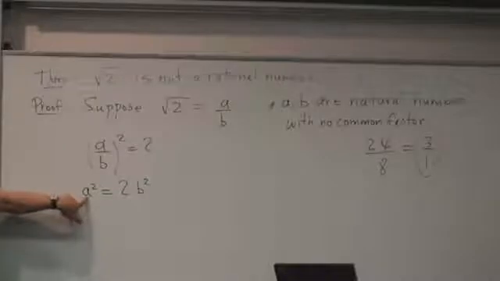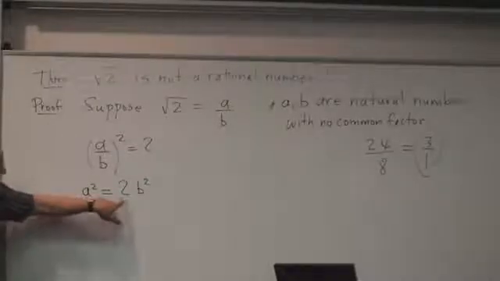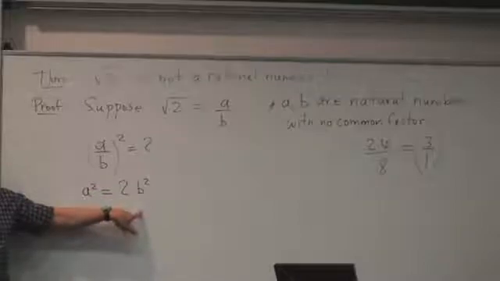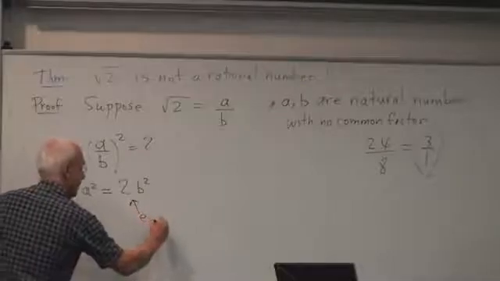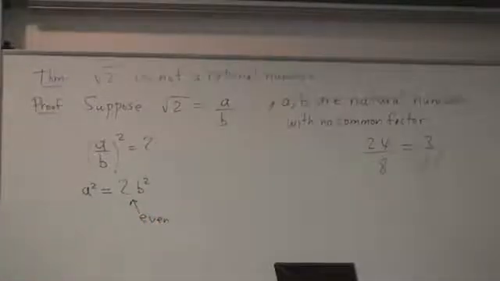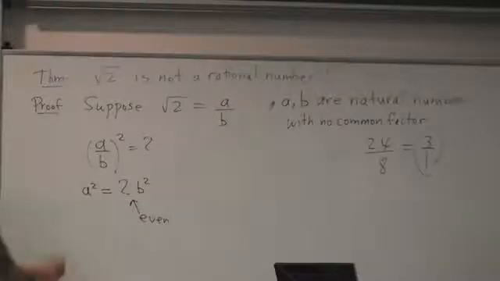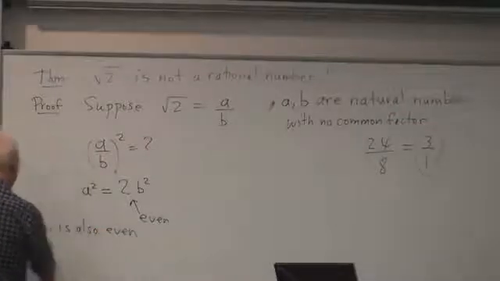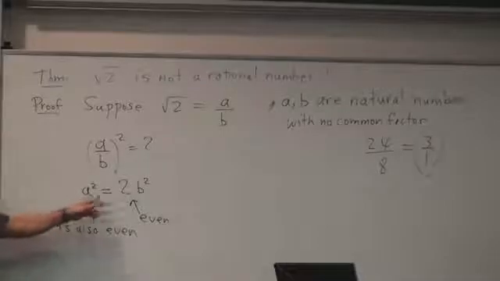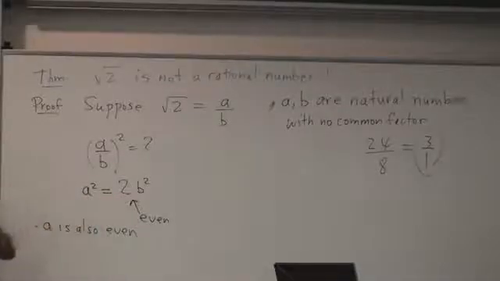Well, a is a natural number. 2b squared is an even natural number because it's 2 times something. So the right-hand side is an even number. What does that tell us about a? Well, if a was odd, then a squared would also be odd, because the square of an odd number is an odd number. So there's no way that could happen. So it must be that a is also even. We can conclude from this: since the right-hand side is even, a itself must be even.